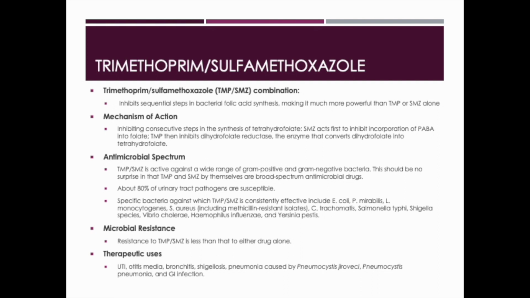So the way this antimicrobial works is it inhibits the consecutive steps in the synthesis of tetrahydrofolate, but also the SMZ acts first to inhibit the incorporation of PABA into folate. And then the TMP will inhibit the dihydrofolate reductase, which needs to convert dihydrofolate into tetrahydrofolate, as we've discussed before. So the result of this is that the ability of the target organism to make nucleic acids and proteins, like the DNA, RNA, and proteins, is going to be greatly suppressed.